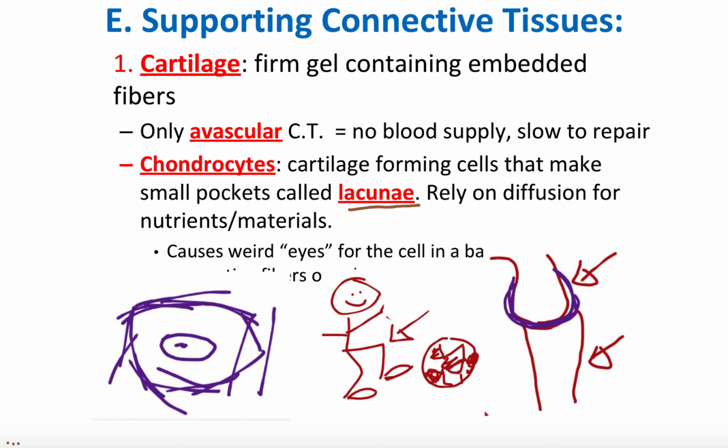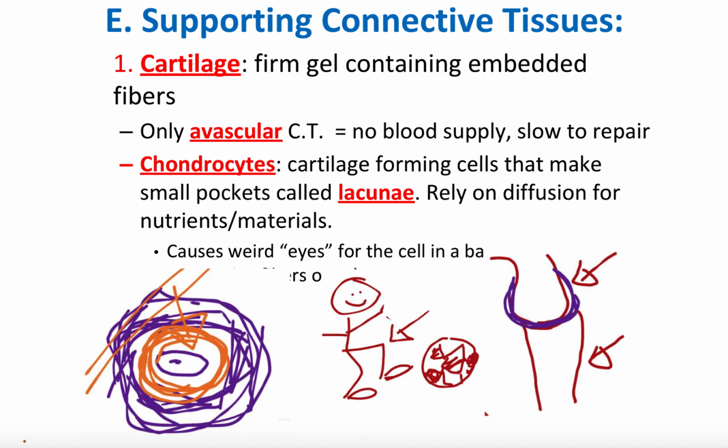And then what happens is it'll start building and maintaining itself, and the only way the cell survives and gets enough time to make more matrix is it's going to have to rely on blood vessels that are running nearby but not in the cartilage, and hope some of the materials in the blood diffuses into the cartilage itself.